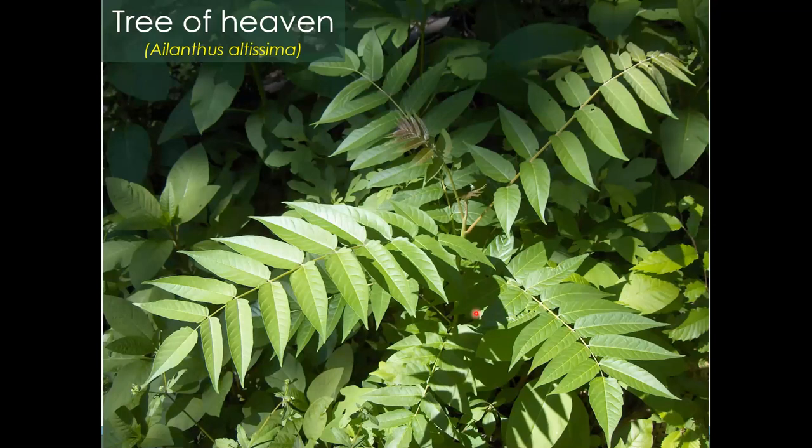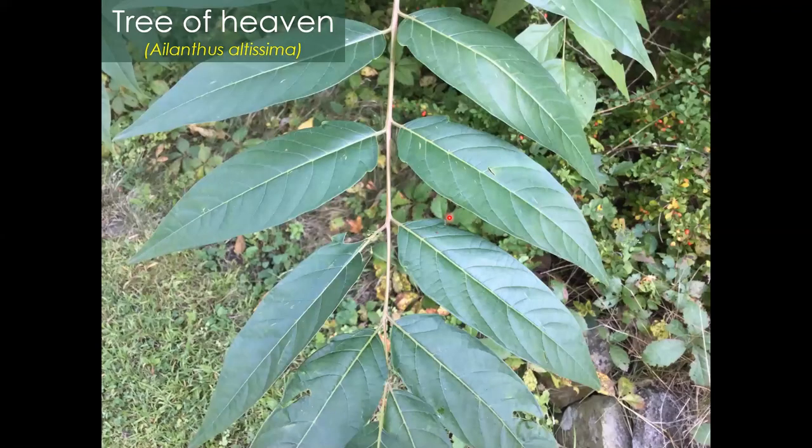A couple other unique characteristics. While the leaves will have a smooth edge, they will also have these little bumps towards the base of the leaf, known as glandular teeth. So you can see these little bumps. This is a unique feature for Tree of Heaven.